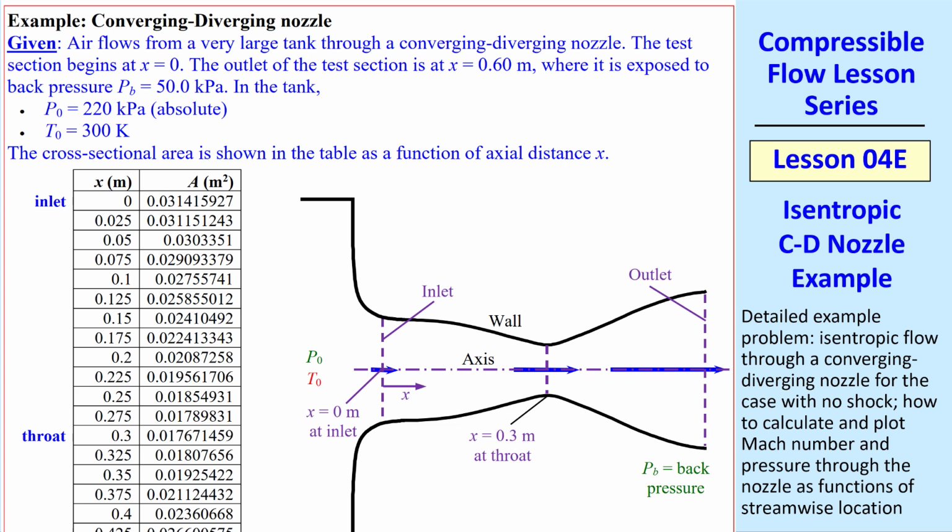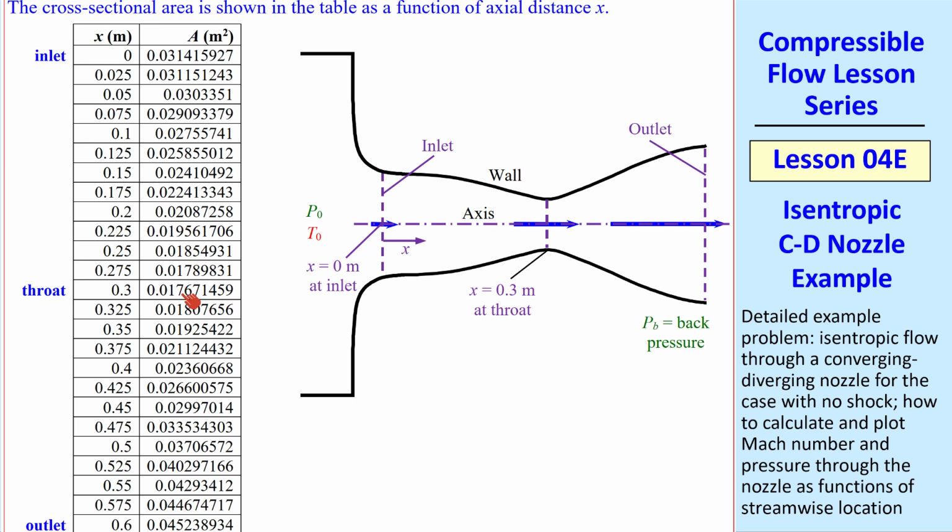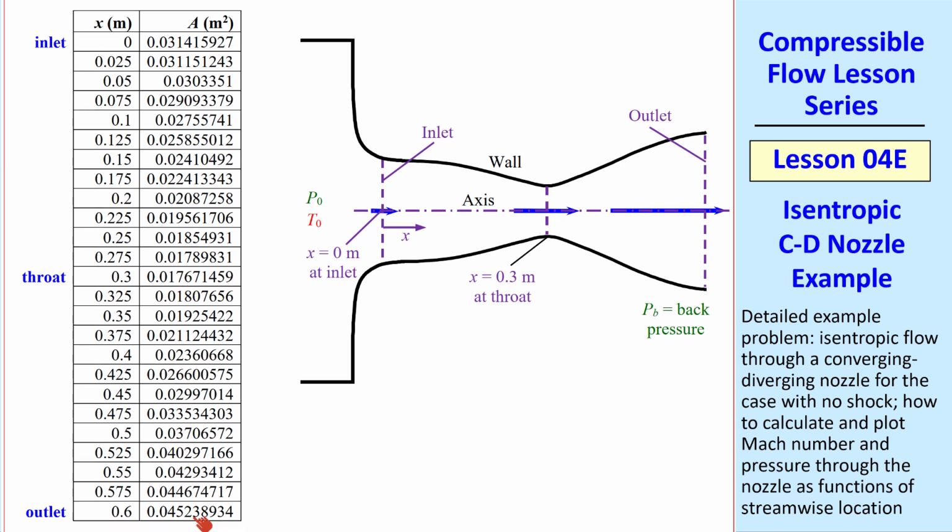Now I'll do a detailed example problem where air flows from a very large tank, as shown, through a converging-diverging nozzle, and we pick x equals 0 at this somewhat arbitrary location, and then the length of the duct is 0.60 meters. The back pressure is 50 kPa in the air outside of the duct. I give the stagnation pressure and stagnation temperature in the upstream tank, and I show a table here of the area versus x. As you can see, area decreases till we hit the throat, and then starts increasing again until we get to the outlet, as is also sketched here.